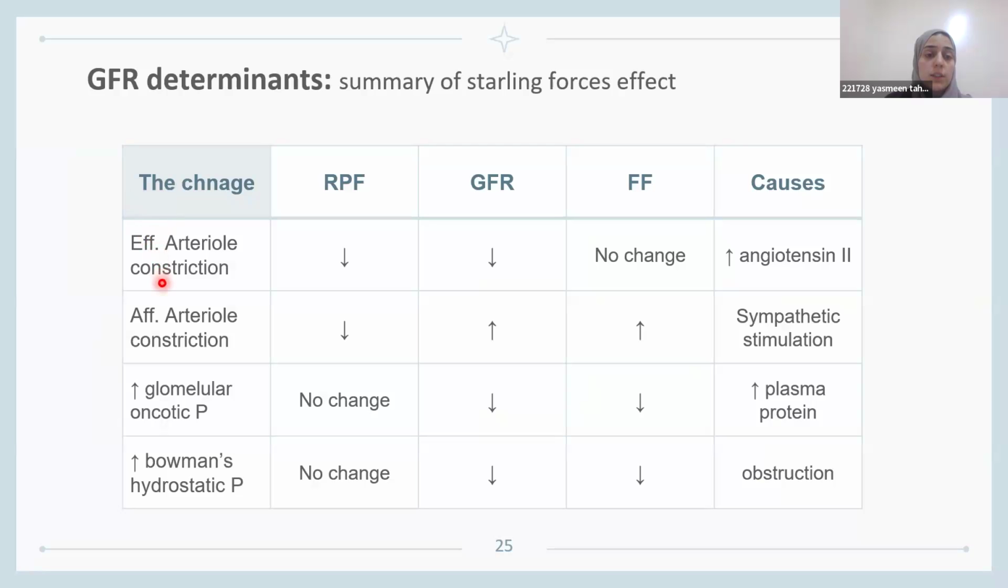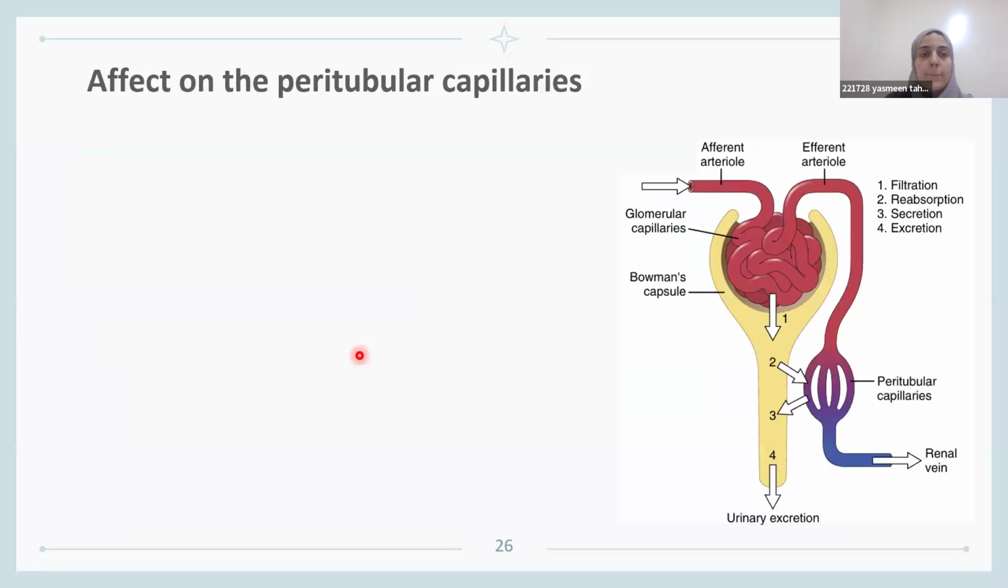So efferent arteriole constriction, afferent arteriole constriction, glomerular oncotic pressure, Bowman's hydrostatic pressure. This is a similar table to the one that is in your slides, except I added here the causes for it to be more inclusive. So we talked earlier about the peritubular capillaries, but it was very brief. I didn't go into details because we will go into the details now.